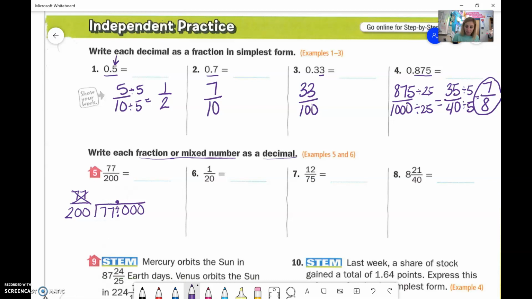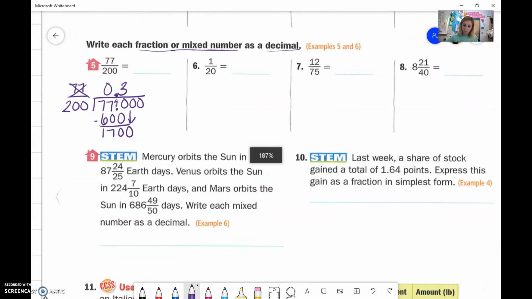So if I have 77, can I make a group of 200? Nope. If I have 770, can I make a group of 200? Let's see, 200, 400, 600. Yeah, I can make 3 groups. That gives me 600. When I subtract, I get 170. I'm going to bring it down, and now I have 1,700. Let me go ahead and move this up just a little bit so we've got some room.